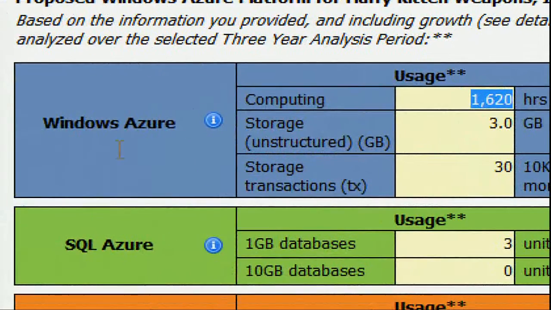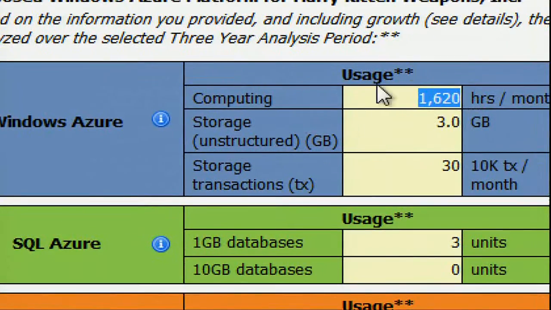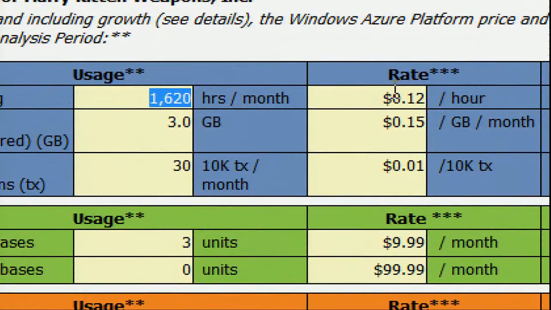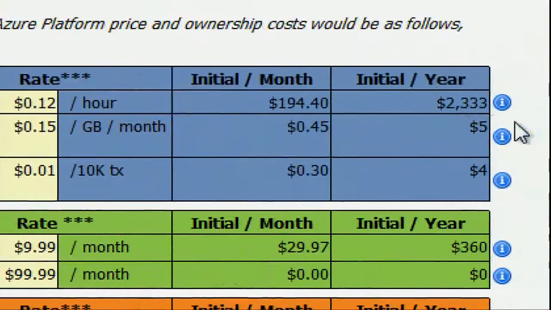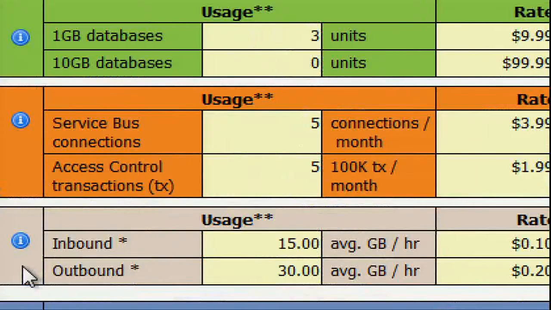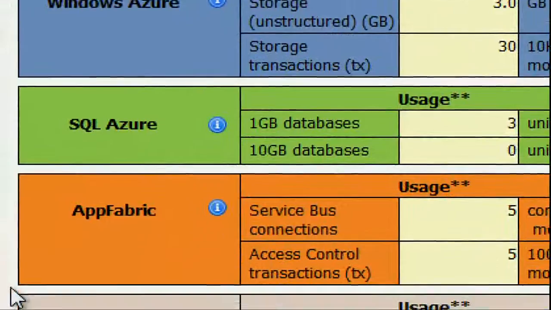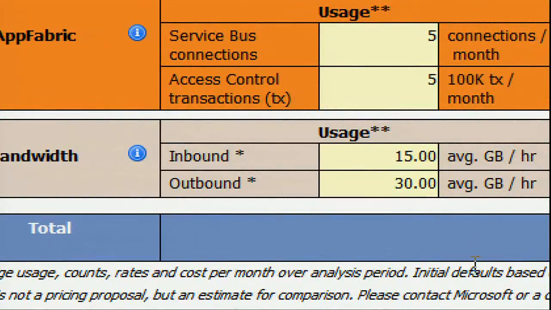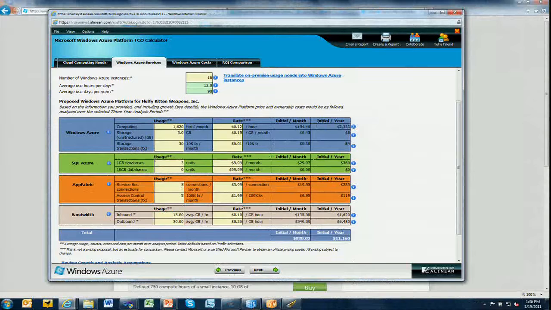So then I can go through here and say, well, this is how many hours they figured out. How much storage am I going to be using? My transactions. Well, okay, I'm paying 12 cents an hour. That's going to cost me, my servers, roughly $2,300 a year. And so you can go through this tool, my SQL Azure databases, the use of that fabric, the bandwidth, all of that, and calculate that out a little more precisely than what the simpler tool I just showed you from Nudesic does.